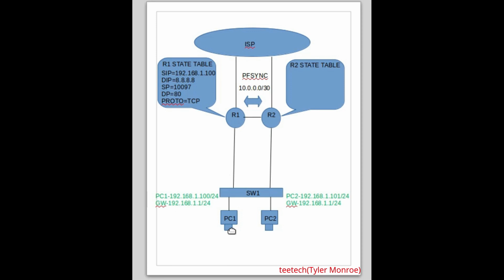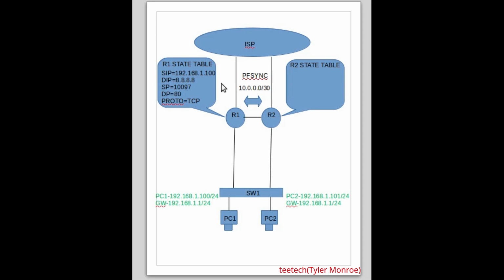If PC1 already went through the TCP three-way handshake, the SYN and ACK, and then did the HTTP GET request, you would drop those packets. They would go to R2 at that point and just be dropped. And PC1 would just have to reconnect through R2. But we want to avoid that.